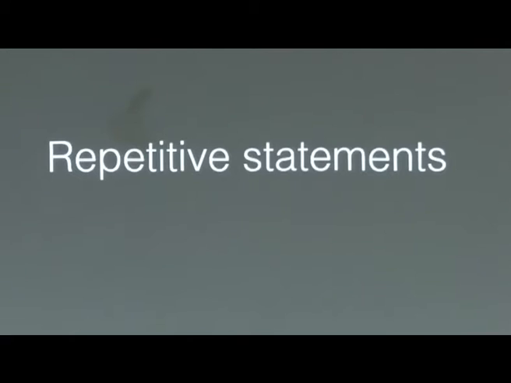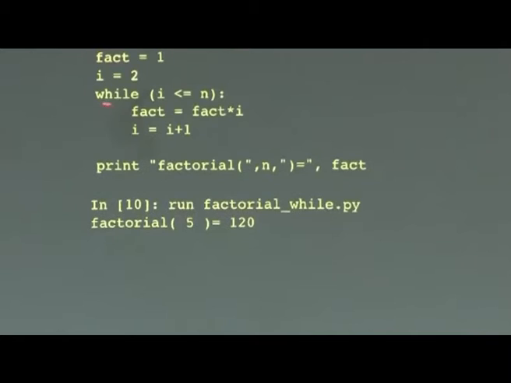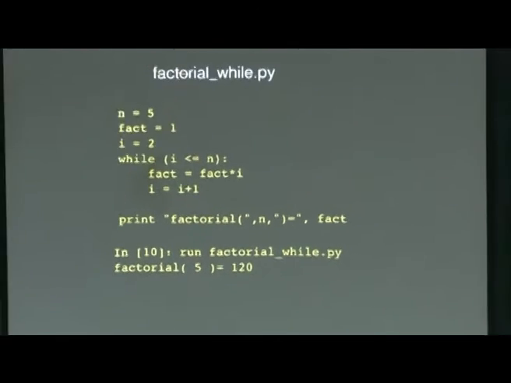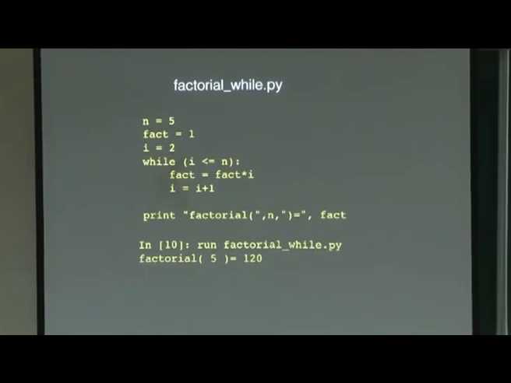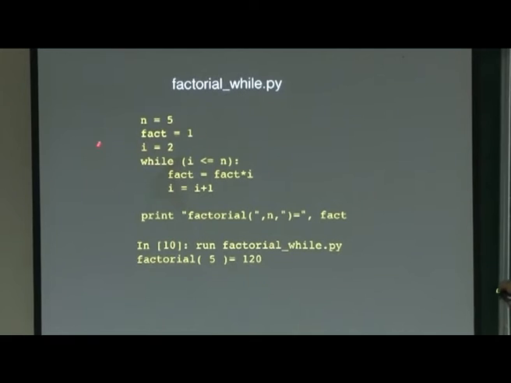The third class is repetitive statements, very useful, called loops. In this example, I have written a file called factorial while 5. I am going to run it after this. Let us first understand that this whole thing is a file, and inside the file is written a set of simple statements, these 3, and this is a loop statement. Let us understand what this is doing.